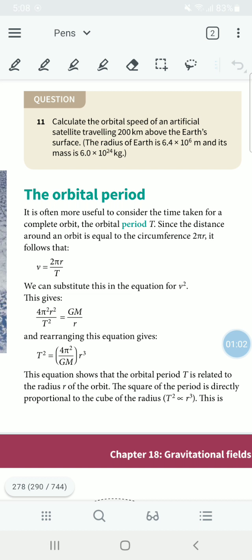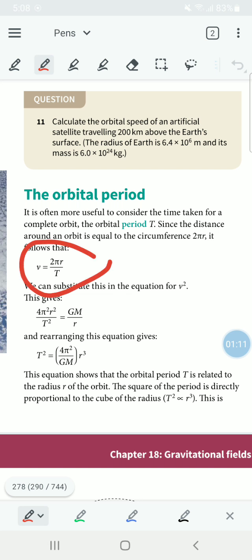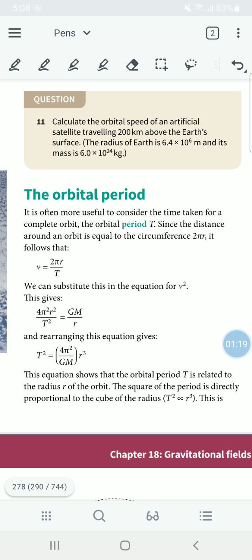v squared is equal to GM upon r. So then what we do is we square 2πr over T. If you square 2πr over T, you will get this equation, right? So you square them, then you get 4π squared r squared divided by T squared is equal to GM upon r. Then you have an equation for T. T squared is equal to 4π squared divided by GM into r cubed, right? So then if you want to find T, you have to take the square root.